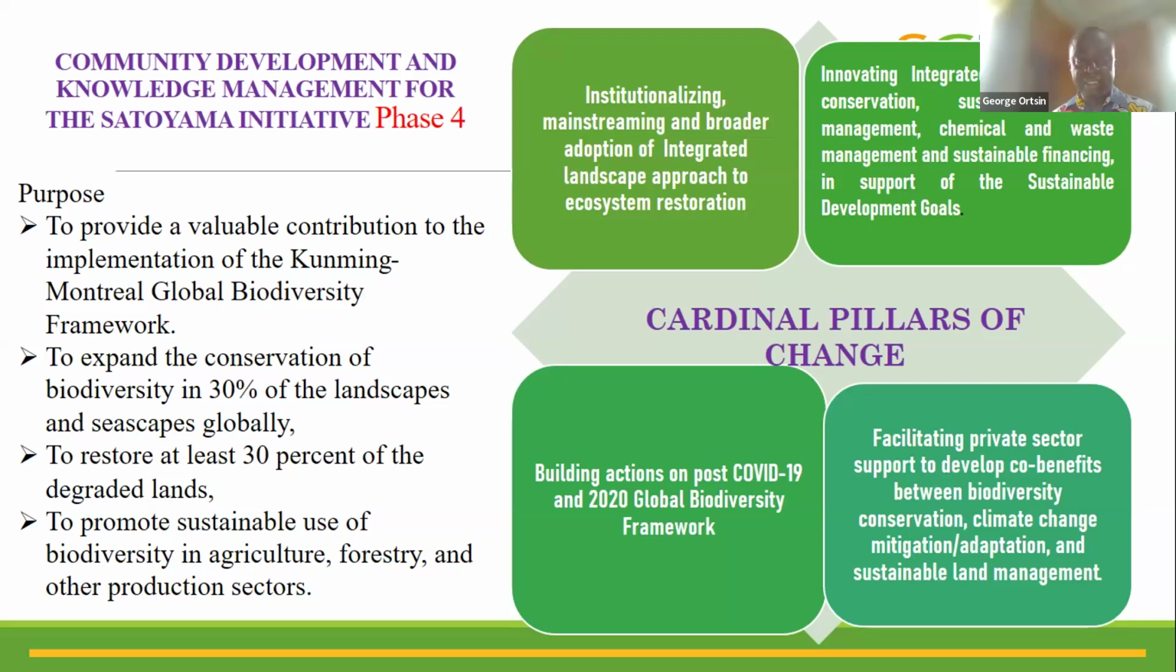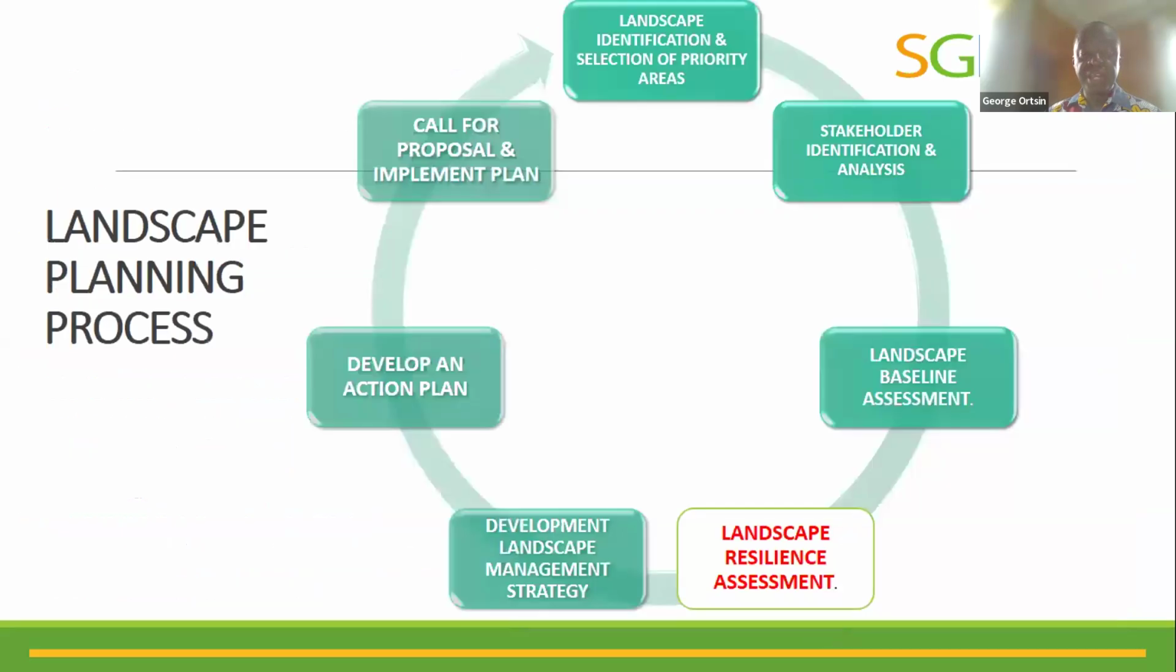I'll start by first looking at the COMDEKS 4, what the cardinal pillars were. And we are looking at institutionalization and mainstreaming and broader adoption of integrated landscape approach, innovating integrated approaches to conservation, sustainable land management, chemicals and waste, and sustainable financing, and building actions for the post-COVID-19 and also contributing to the post-2020 global biodiversity framework. And then lastly, and this was in line with SGP 8, which is facilitating private sector participation or support as co-benefit in biodiversity conservation in the landscape area.